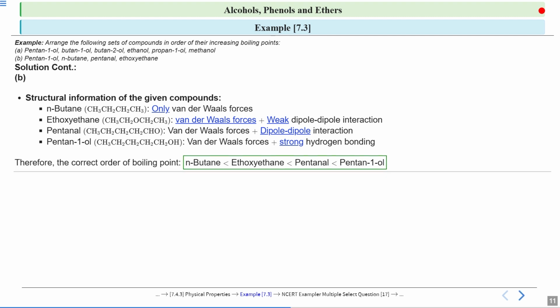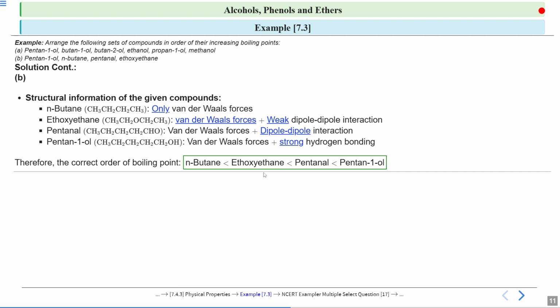So therefore, in the correct boiling point order, first comes pentane 1-ol, because it is an alcohol. Alcohol has the strongest hydrogen bonding, so you have to give more energy for the molecules to separate. So the boiling point will be more. Then comes our aldehyde group, that is pentanol. In this there are van der Waals forces and dipole-dipole interaction because of C double bond O. That is, the bond polarity is there.